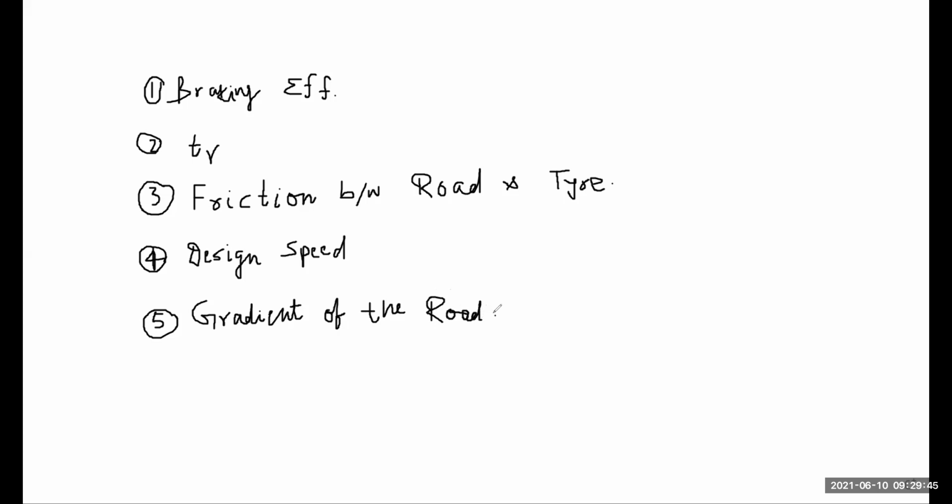I discuss all these factors one by one. First factor is the total reaction time of the driver. Second one is the design speed. Also, you say, sir, first one is our braking efficiency. This is also right. Second one is your reaction time. This is also right. Third one is friction between road and tire. This is also right. Fourth one is your design speed. This is also right. Fifth one is the gradient of the road. This is also right. So I start with total reaction time of the driver.